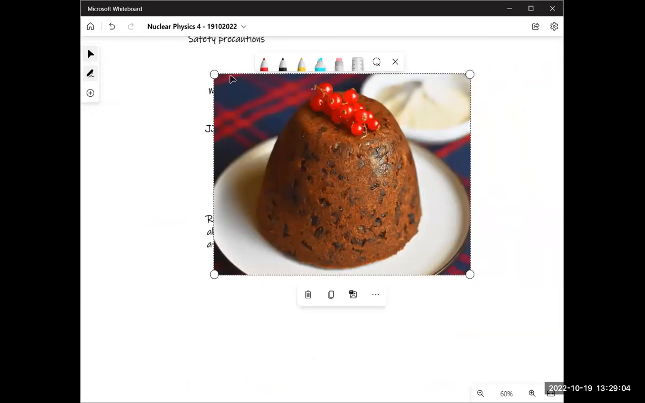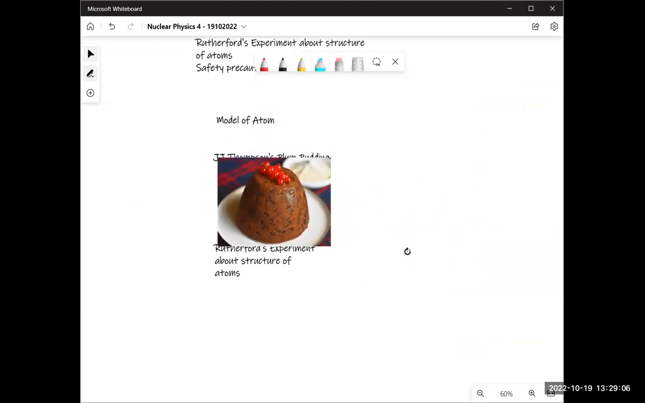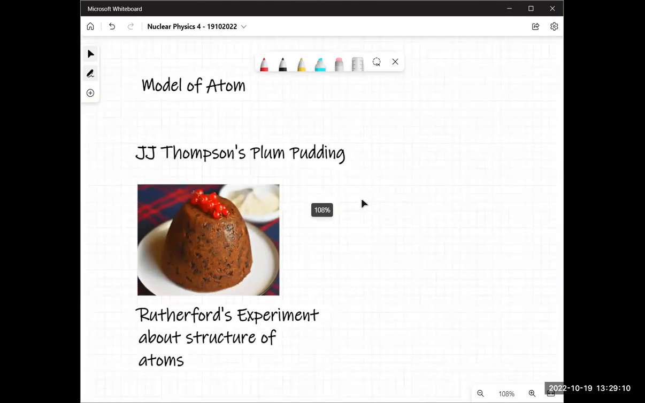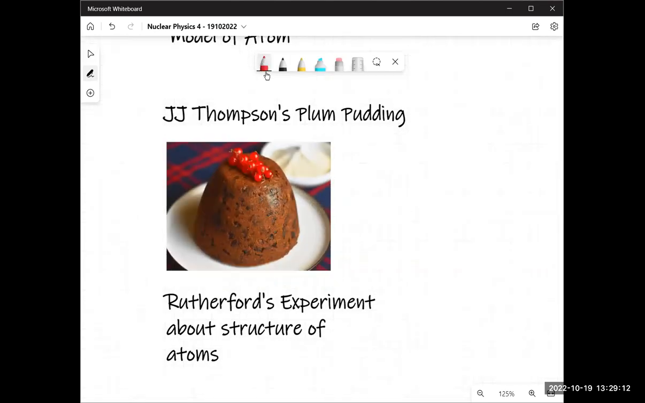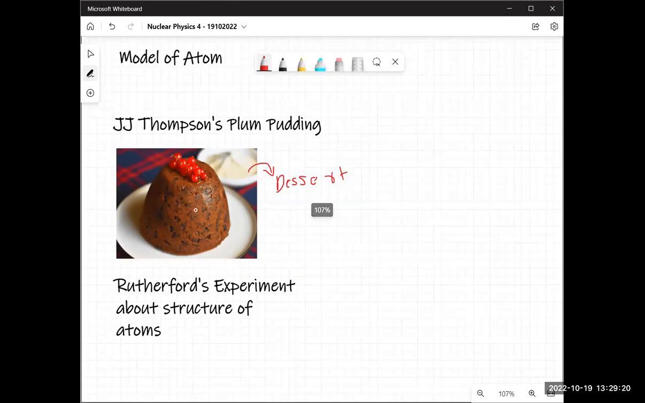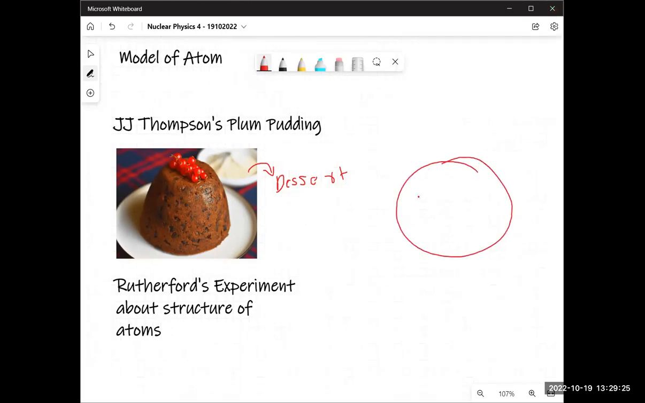Now, this right here is what is a plum pudding. This is what it's called. This is what we're talking about. Well, this is not really an atom, obviously, but it's a dish. It's sweet. It's a dessert. Fine, we know that. But how does this have to do anything with the atom? Well, let's make an atom, and I'll see how this makes a difference.